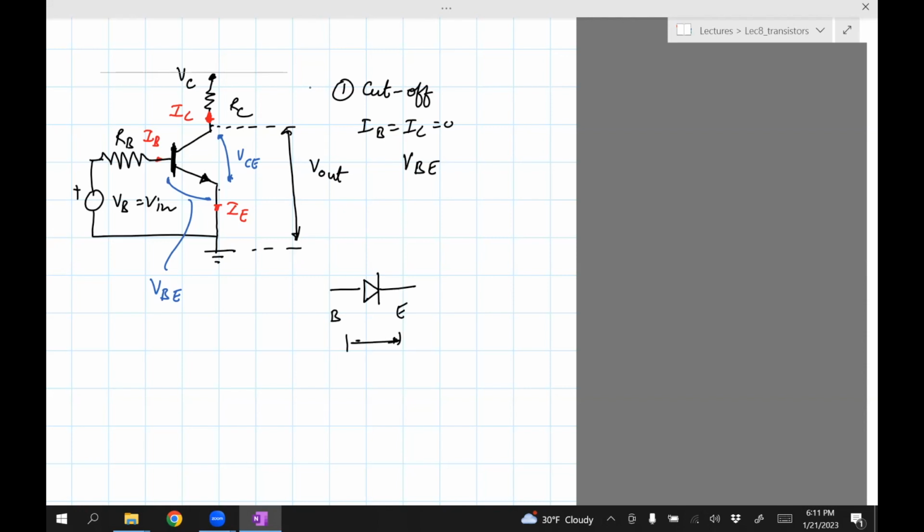And remember what we said about a diode. A diode can be forward biased when the voltage drop is 0.7. So it needs to be 0.7 to be conducting, right? But because it's cutoff mode, VB is less than 0.7. So if this happens, then the net result is that V out is simply VC. So in the cutoff mode, the output voltage is whatever the supply voltage is to the collector.